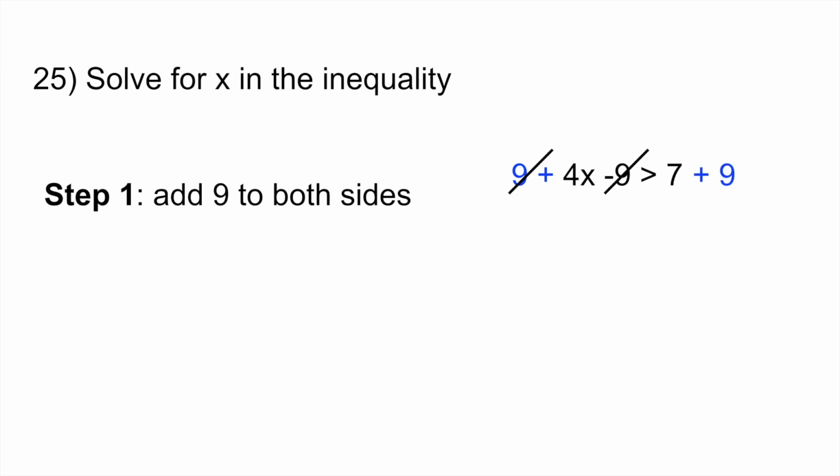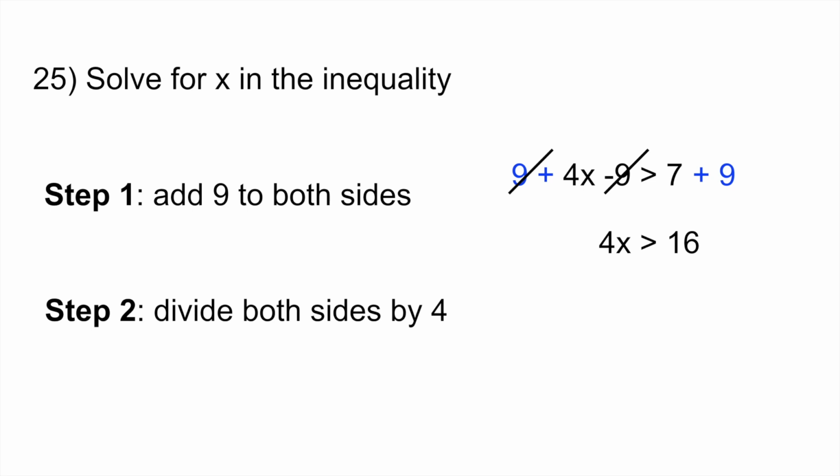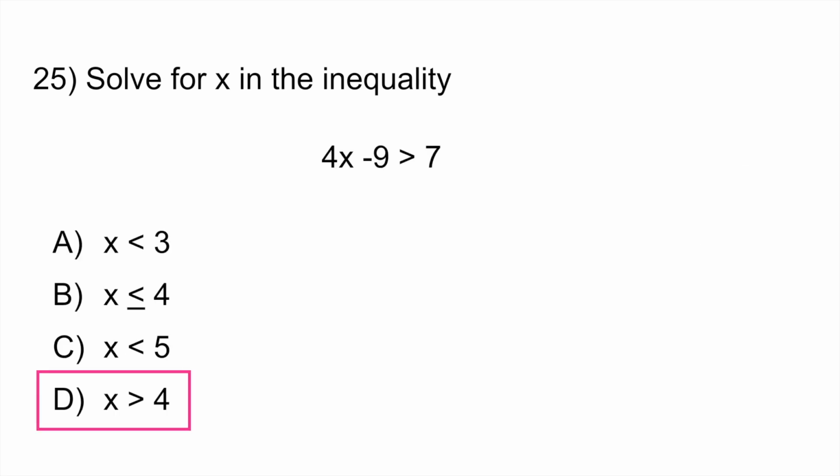Those two cancel out. You end up with 4x is greater than 16. And now all you have to do, step 2, is divide both sides by 4 so that you can isolate that x on the left side. That gives you x is greater than 4, which is option D.